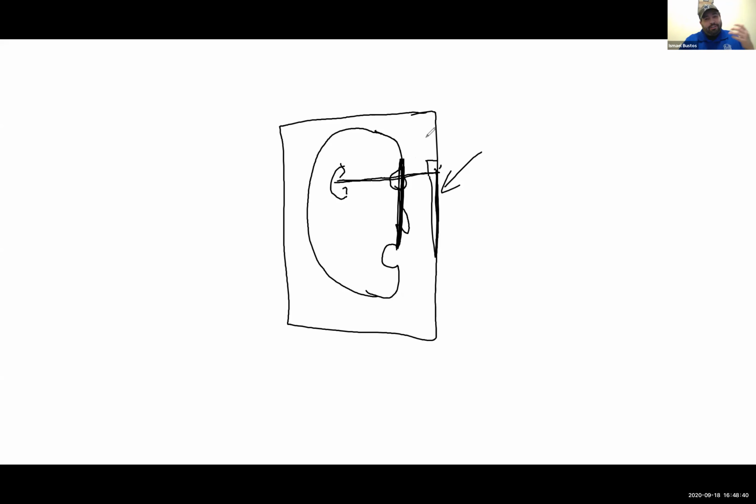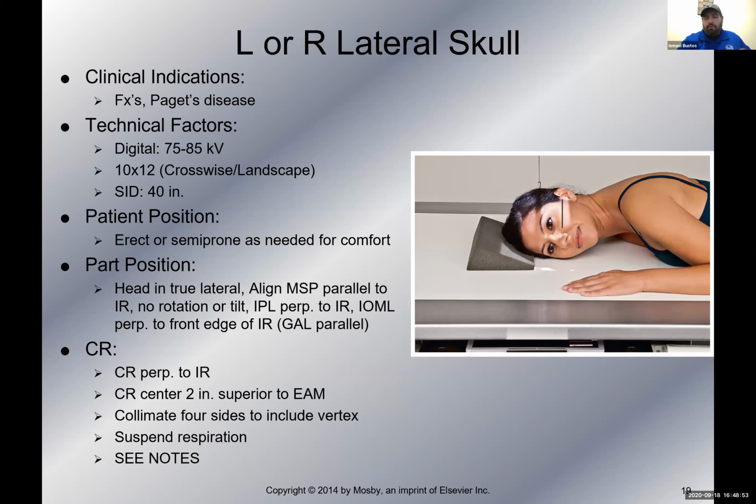Four things, right? I'm trying to show you here on Zoom because it's better to show you in person, but it's kind of hard on Zoom. So let me go back to the PowerPoint. Four things: head in true lateral, you want to align the mid-sagittal plane parallel to the IR, IPL perpendicular to the IR, and then finally the IOML perpendicular to the front edge of the IR. I think I told you OML. It should be IOML, sorry. I don't know why I told you OML. It should be the IOML.